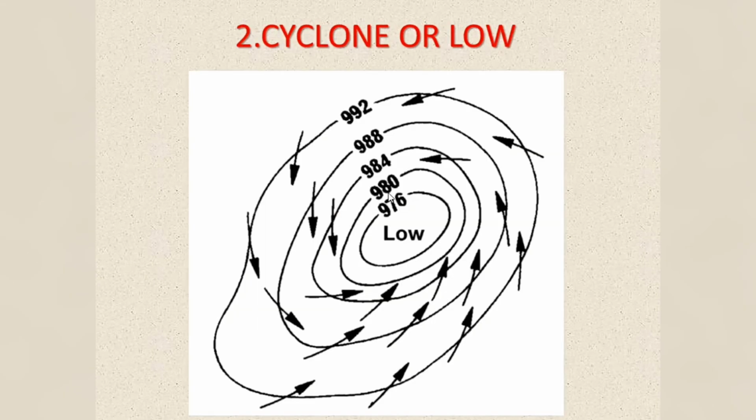Next comes your cyclone or low pressure. I think most of us know. Low pressure you can see in the center, with 976, 984, 988. Here the isobars are curved, and the wind circulation in the northern hemisphere, I think we have studied well, is in an anti-clockwise direction around the low pressure. We have also seen why it is, because of the resultant of the pressure gradient and the Coriolis effect.